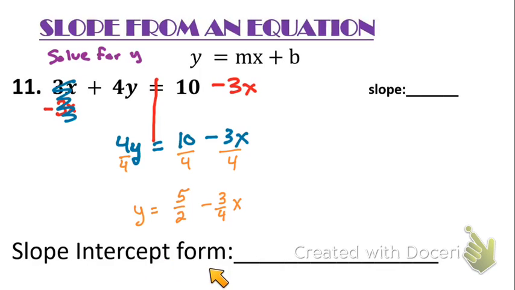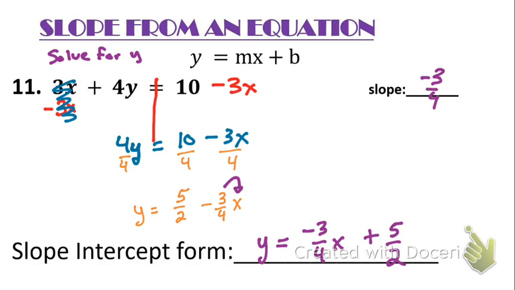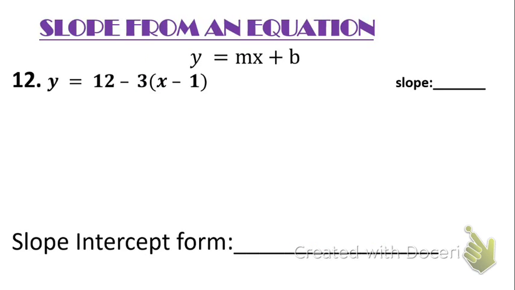Now let's put this in slope-intercept form. Our slope-intercept form will be y equals. Now I need the slope first. The number that is next to your x is your slope. So the slope is negative 3/4. So negative 3/4 x, and again there's nothing in front of this 5/2, so I just write it like that. All right, the end.